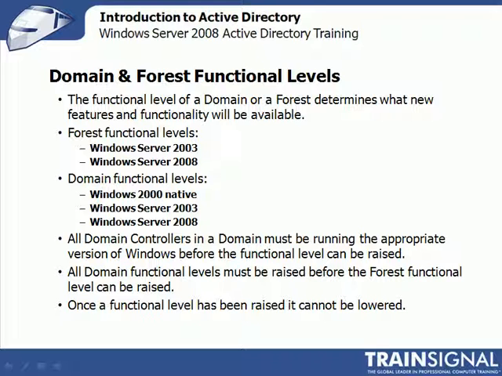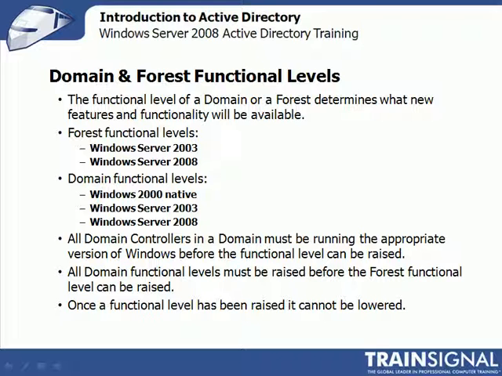Now, I'm also going to tell you that you will see when we get into the operating system that this is not 100% accurate anymore. With the release of R2, there's actually a separate functional level for Windows Server 2008 R2. But let's not worry about that for right now. Let's keep it real simple. Keep it with just these three functional levels. I'll show it to you when we get into the actual operating system.